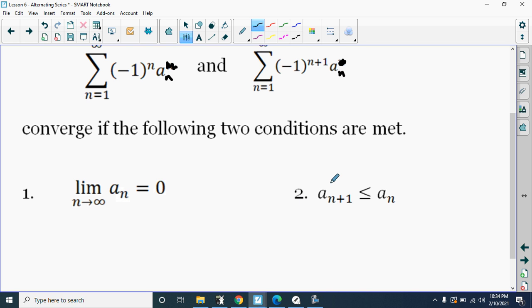Needs to go to 0. And also every term needs to be less than or equal to the previous term. So the terms need to be going down, again, disregarding the negative signs. We're only concerned about the term value without the positive or negative. So the terms need to be decreasing in value or equal to the previous term. That's okay. And also the limit as n approaches infinity of a sub n needs to go to 0.